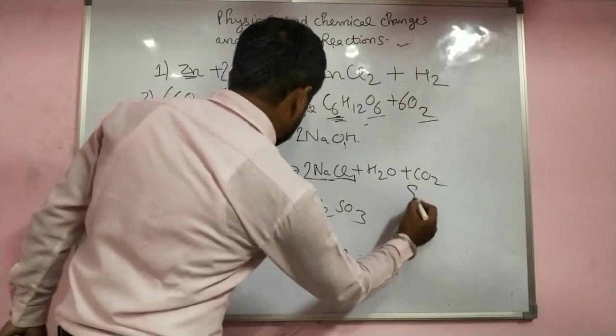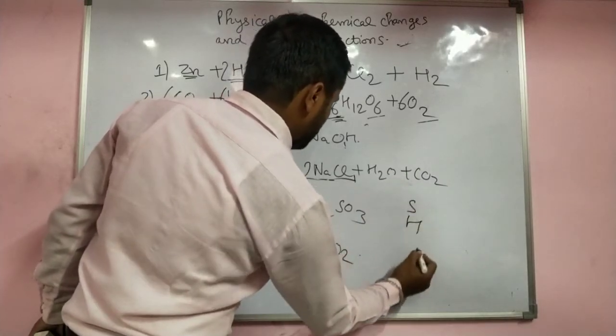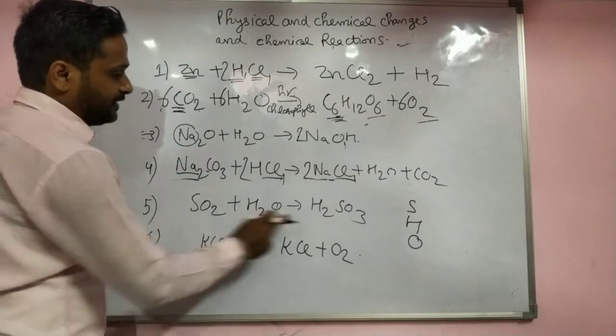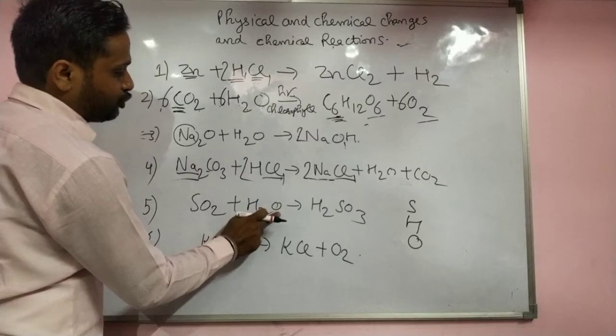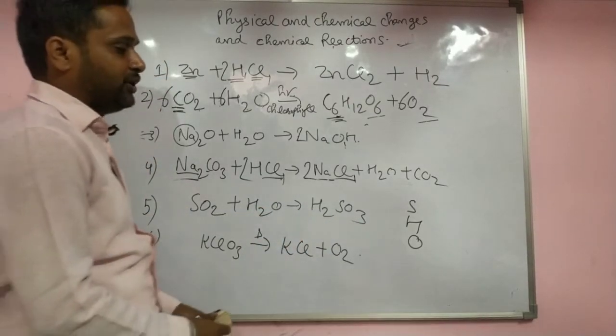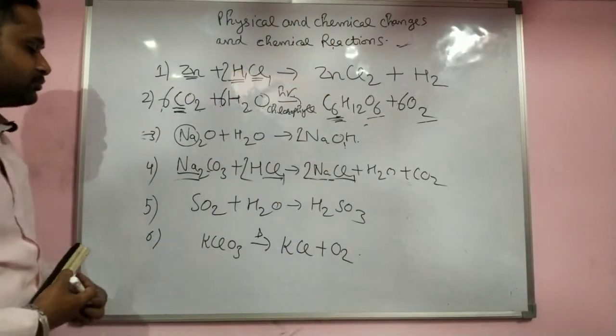One is sulfur, hydrogen, oxygen. Three elements are there. First of all, balance the sulfur. Sulfur 1, sulfur 1. Oxygen 2 and 3, or 1, 3. Here 3. Hydrogen 2. This is a self-balanced reaction, students. A very easy reaction. Self-balanced reaction.